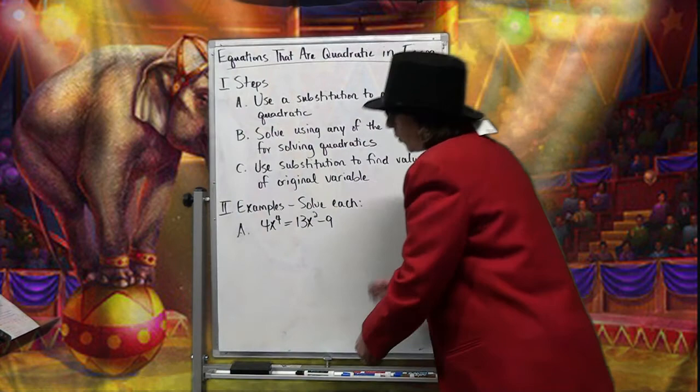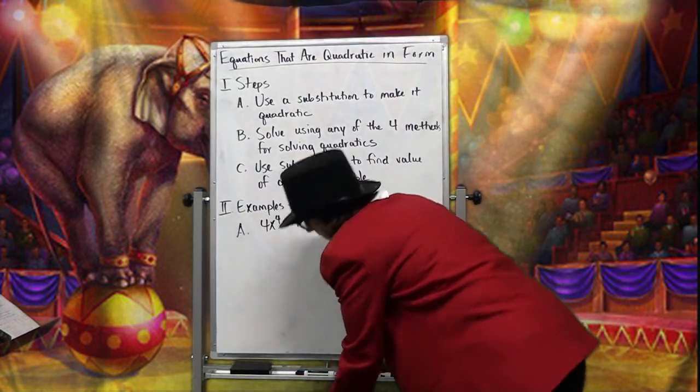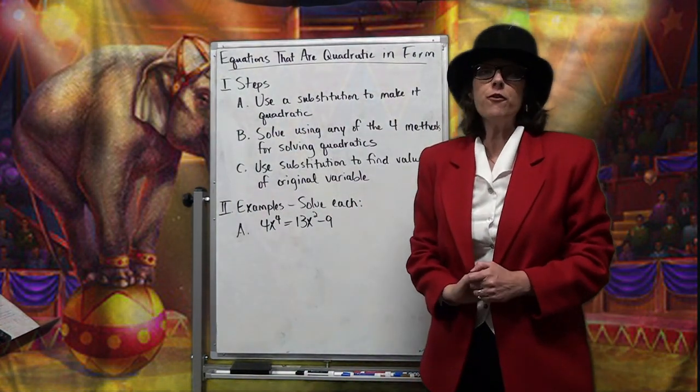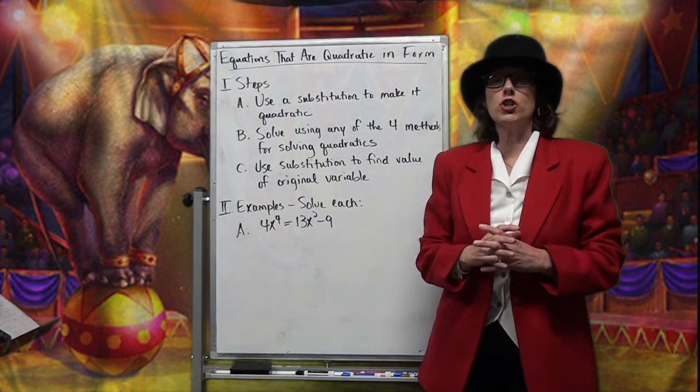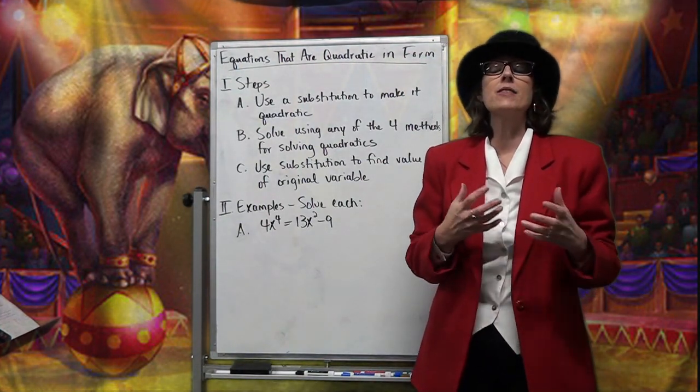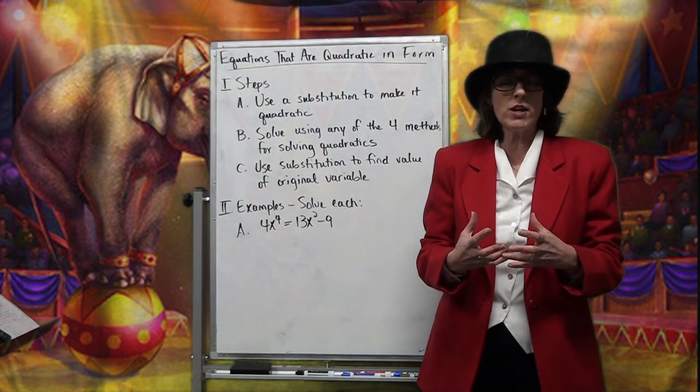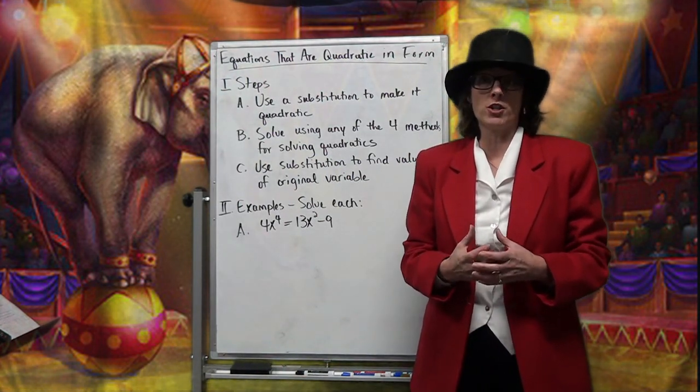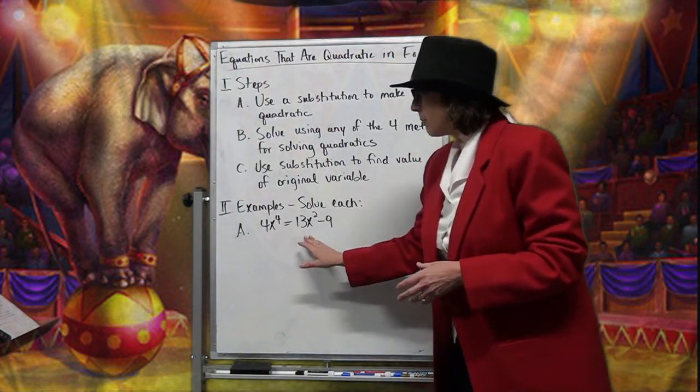Let's take a look at today's lesson. We are going to look at equations that are quadratic in form. Quadratic in form means that it is not an honest-to-goodness quadratic, but it has the impression of a quadratic. It can take the form of an honest-to-goodness quadratic. Take a look at the example that we have right here.